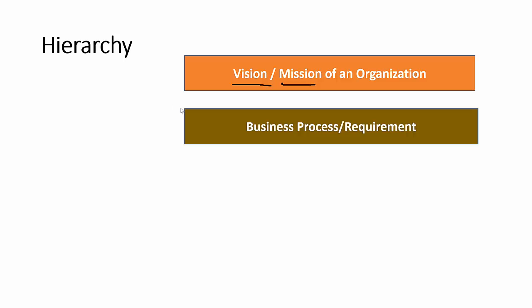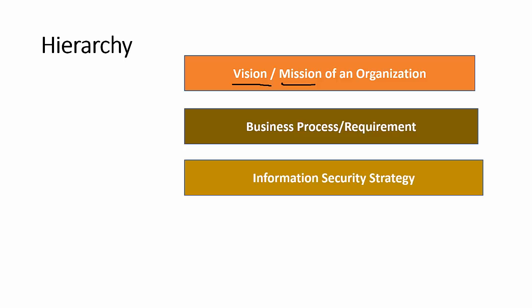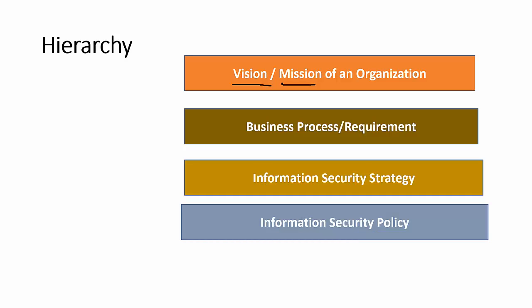Based on that, we have multiple business processes and requirements. Definitely, every company has multiple business processes, business units and everything, which is documented by the business owner. As a CISO, we will review those requirements, and based on that we create an information security strategy. And based on the information security strategy, we create an information security policy, because strategy is a roadmap and the security policy is the first document which is used to establish governance in the organization.